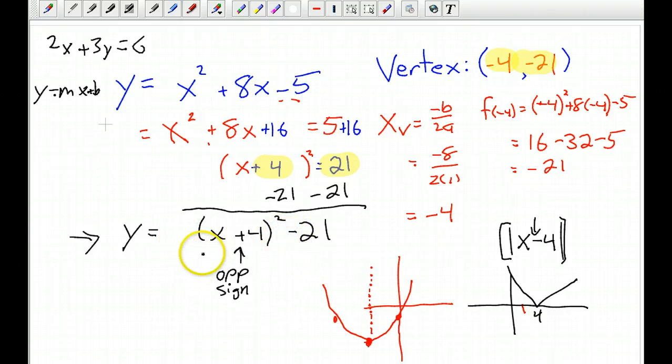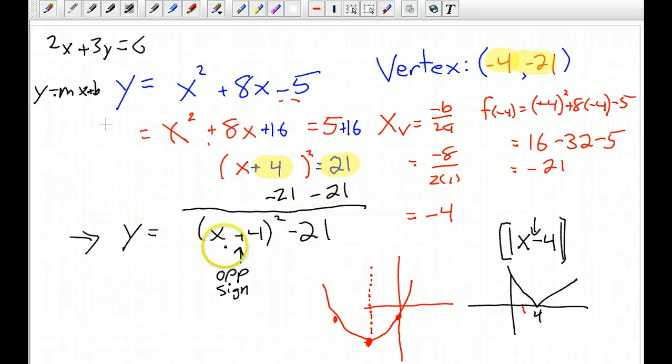Now, if the question also asks, solve, we could actually just rewrite this, take the square root of both sides, and get our 2 answers as well. Like on this one, it would be -4 plus or minus the square root of 21. And that gives our 2 roots.